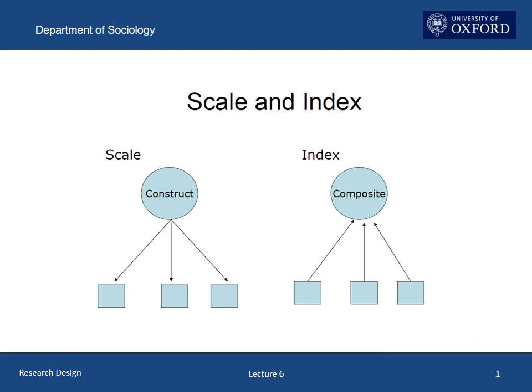Now consider the right-hand panel labelled Index. This looks very similar to the Scale panel. The main difference is that the arrows from the observable indicators point towards the blue circle. When we talk about an index, we usually do not have in mind that the observed indicators are caused by some unobserved latent trait.